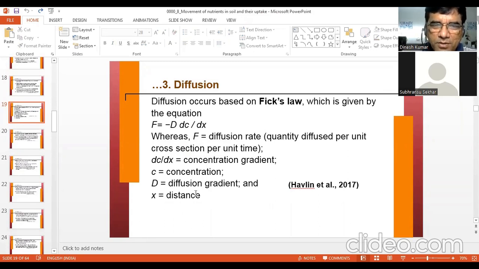What will affect the speed of diffusion? Concentration gradient, diffusion coefficient, and distance. So these are internal factors. They will affect the diffusion rate. You can go into the details of this kind of formula if you have interest.